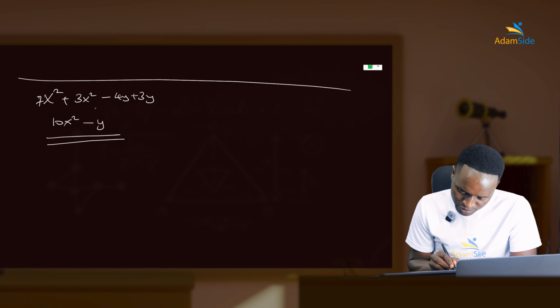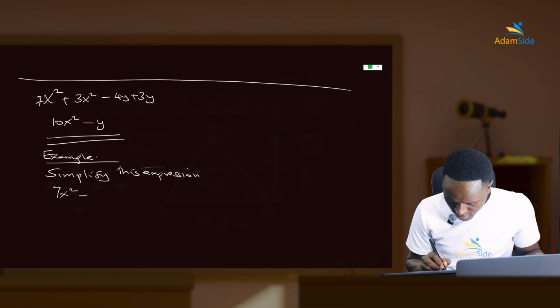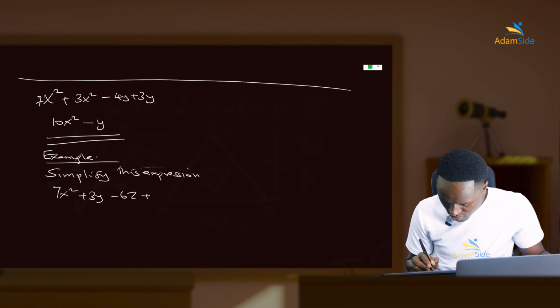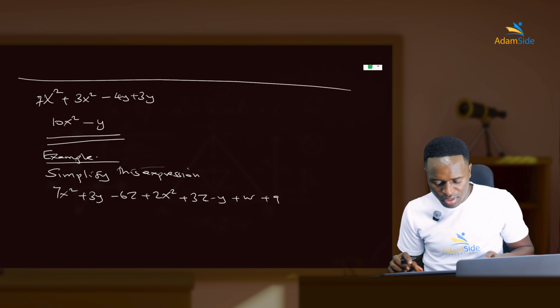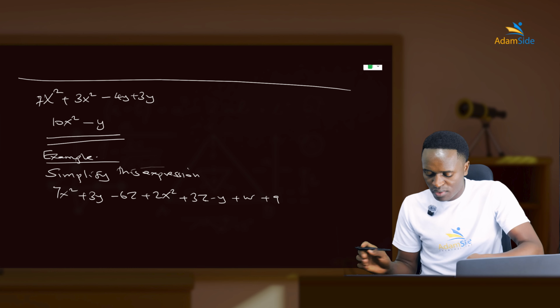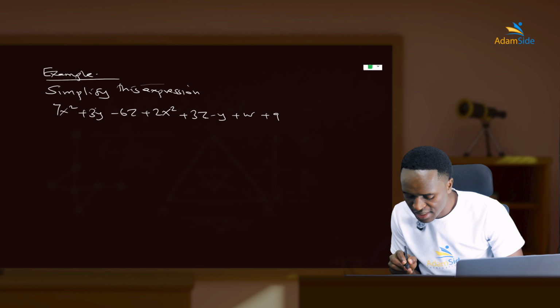So we have an example here in the manipulation of algebra. Example, simplify this expression: 7x squared plus 3y minus 6z plus 2x squared plus 3z minus y plus w plus 9. So how do we simplify this? We can simplify this expression by adding and collecting like terms. So 7x squared and 2x squared are the same.